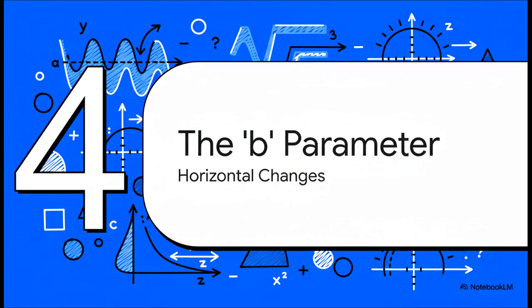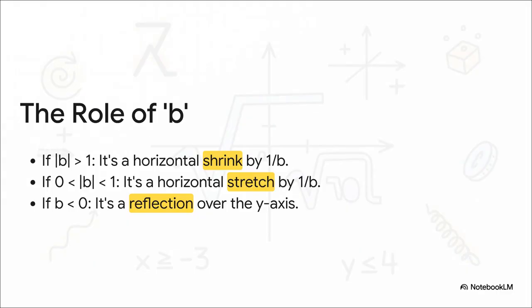Okay, time to tackle the last parameter, and let's be honest, it's usually the trickiest one for people. This is the B parameter. If A was in charge of all the vertical stuff, B is its horizontal counterpart. It handles horizontal stretches, shrinks, and reflections. And here's where things get weird again. Just like H, the b parameter is totally counterintuitive.